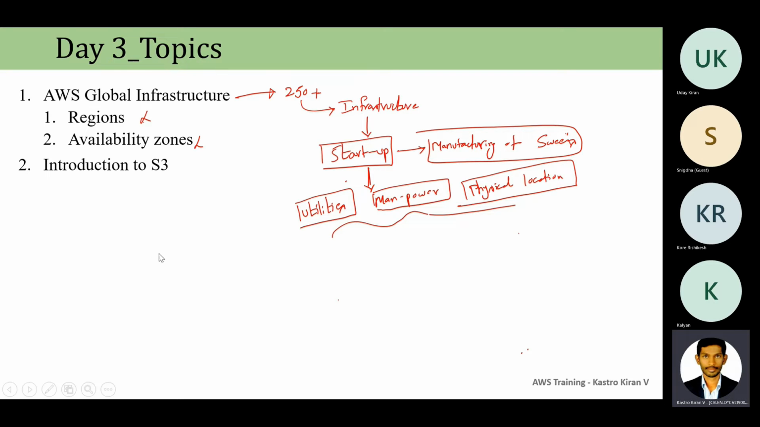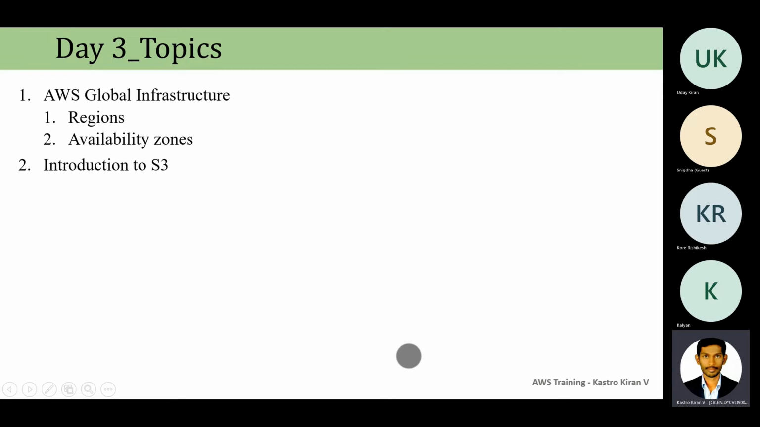Now, in a similar way, AWS is providing some 250 plus services, and to maintain these 250 plus services, it also requires physical location. Though the companies are not maintaining the physical location, AWS has to maintain.